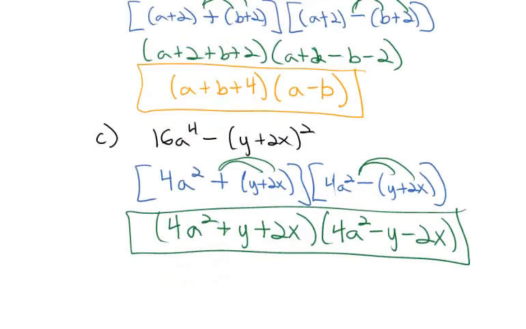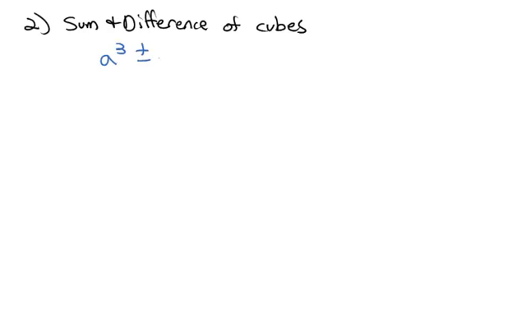The second special product is not squares, but it is cubes. And we can do both sum and difference with cubes. You remember with squares it had to be a difference, it had to be subtraction. With cubes it can be either plus or minus, and both of them are really similar to each other. A cubed plus or minus b cubed is going to factor to a binomial and a trinomial.